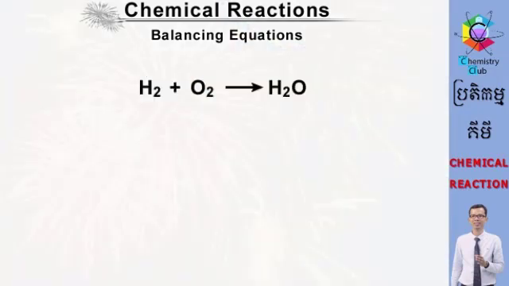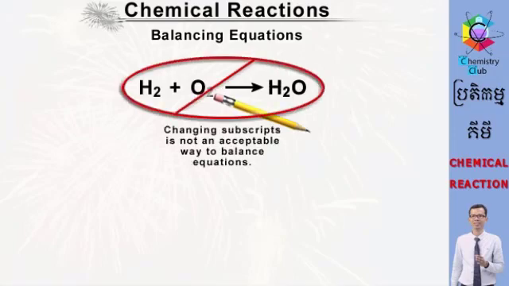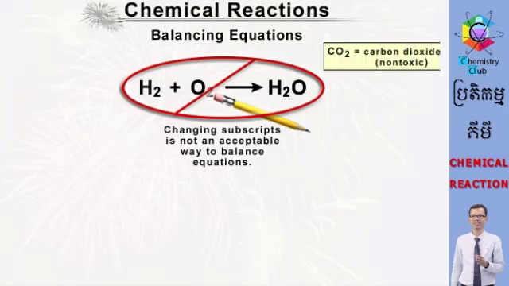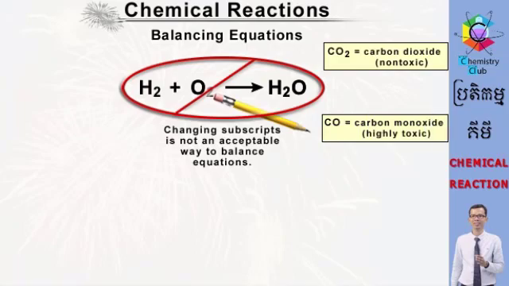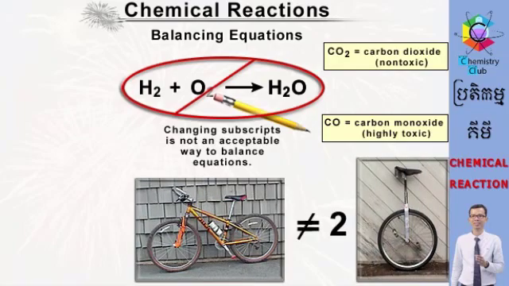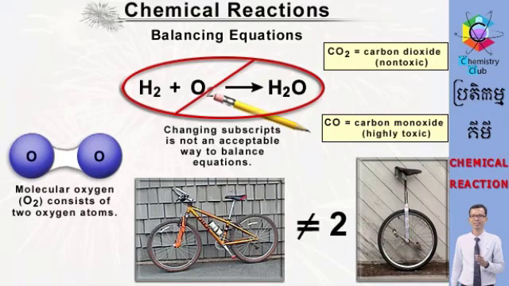Perhaps it has occurred to you that the equation can be balanced if the subscript is removed from the oxygen molecule. This may be tempting, but it is not an acceptable way to balance equations because changing the subscripts of a substance changes the nature of the substance. For example, removing 1 oxygen atom from the relatively non-toxic carbon dioxide molecule leads to the highly toxic carbon monoxide molecule. In a way, it would be analogous to replacing a bicycle with a unicycle. Though a unicycle has half the number of wheels a bicycle has, that does not make it half a bicycle. Each has its own unique character. Molecular oxygen consists of 2 atoms of oxygen and must be treated that way in the equation.